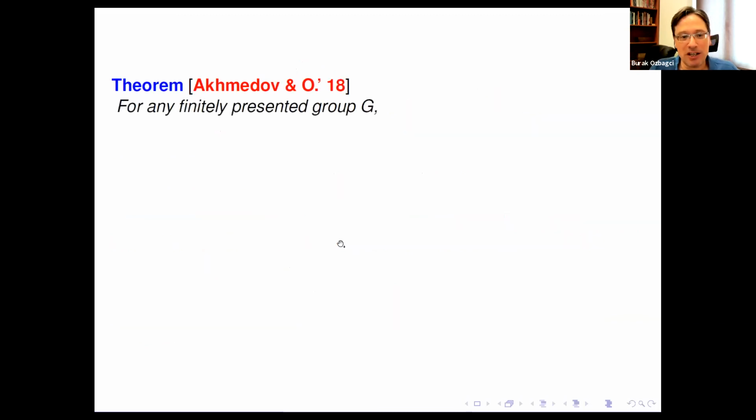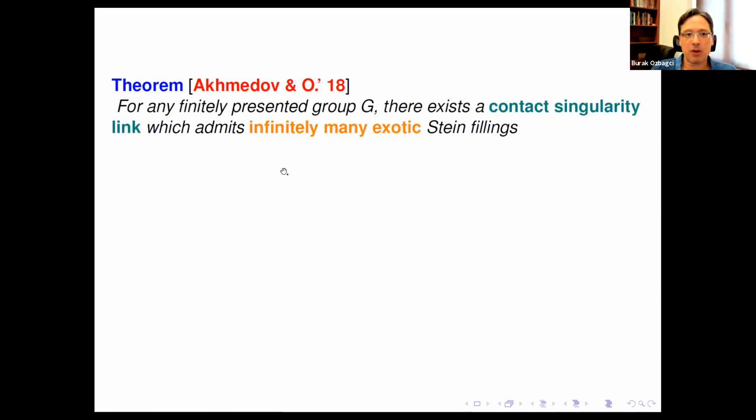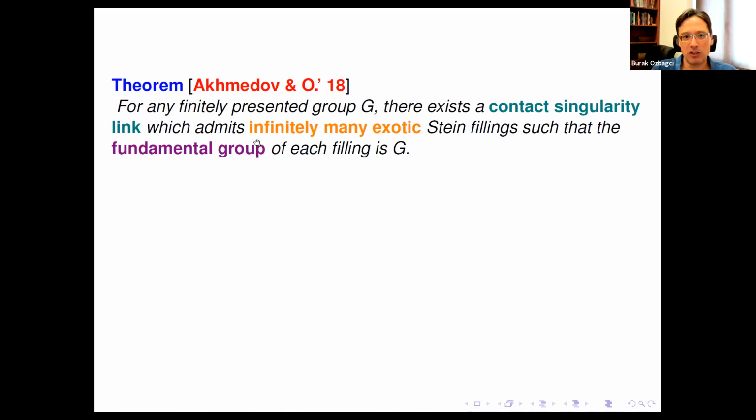So let me also mention another theorem with Anar Akhmedov. For any finitely presented group G, there exists a contact singularity link which admits infinitely many exotic Stein fillings, such that the fundamental group of each filling is G. So this is in much more generality. We proved that you can have these infinitely many exotic fillings with the same group G.